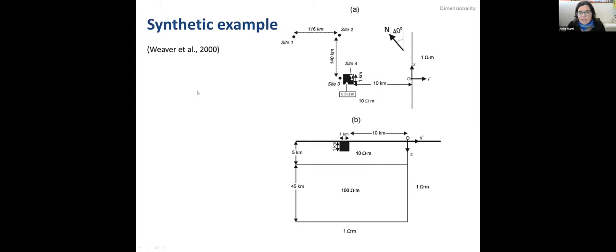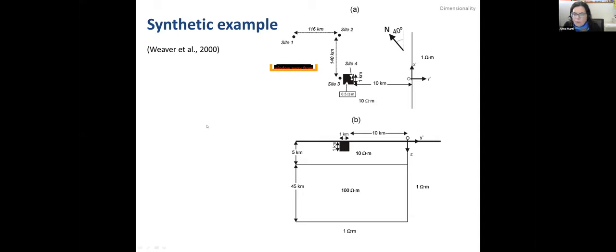Now I will show you a synthetic example, which is from the original paper of Weaver et al. Here you have the plan view of the model and a cross section. It's a vertical contact that separates a homogeneous space from a stratified model, and it has a local shallow structure, which is very conductive.